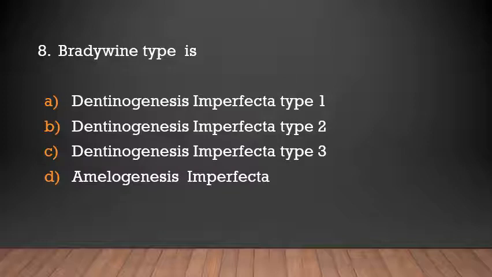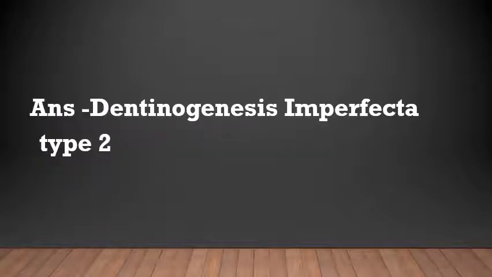Brandywine type is: dentinogenesis imperfecta type 1, dentinogenesis imperfecta type 2, dentinogenesis imperfecta type 3, amelogenesis imperfecta? Dentinogenesis imperfecta type 2, also known as Brandywine type.